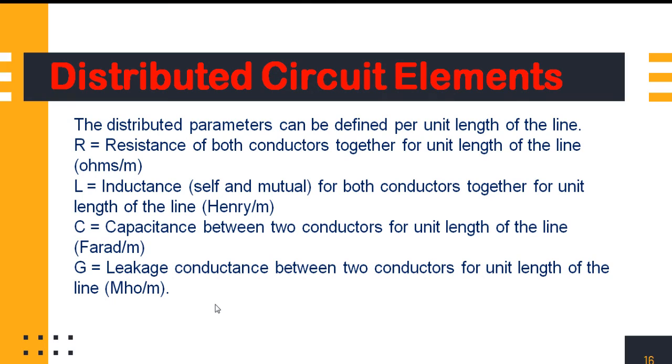The distributed parameters can be defined per unit length of the line. R is the resistance of both conductors together for unit length of the line, measured in ohms per meter. Capital L is the inductance, self plus mutual inductance for both conductors together for unit length of the line, Henry per meter. C is the capacitance between two conductors for unit length of the line, farad per meter. And the last one is G, the leakage conductance between two conductors for unit length of the line, that is measured in mho per meter.